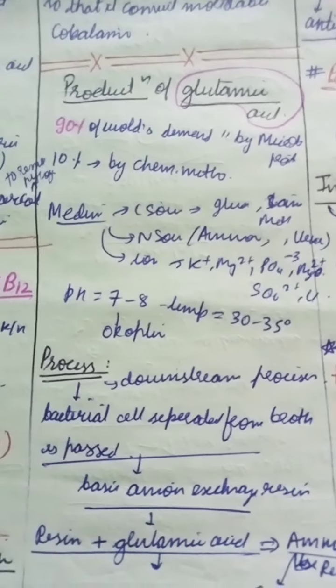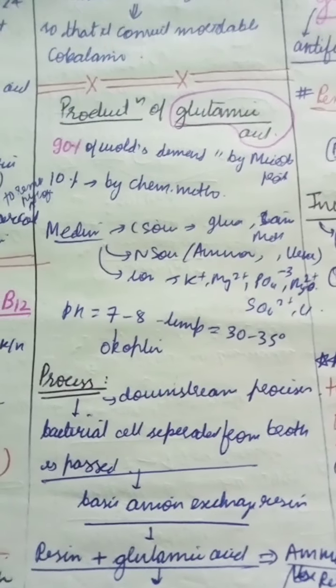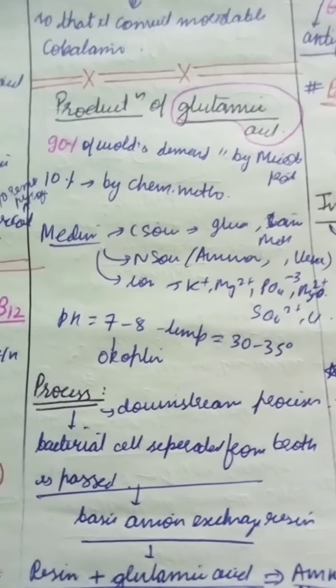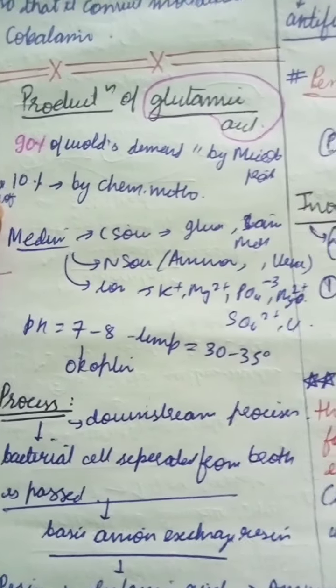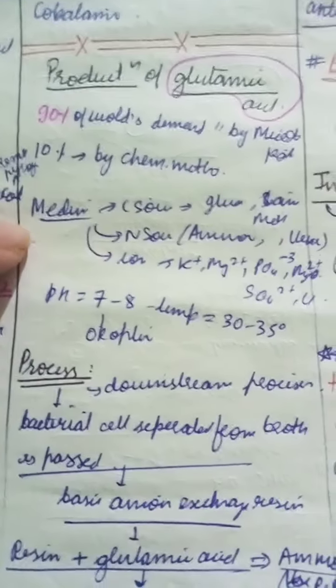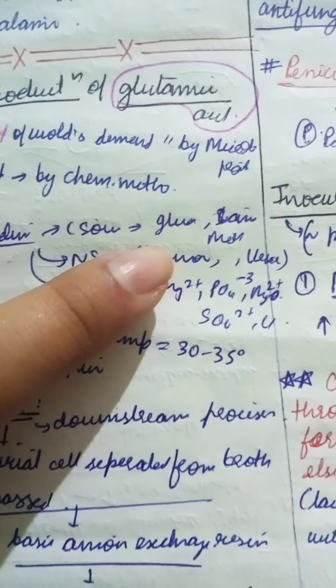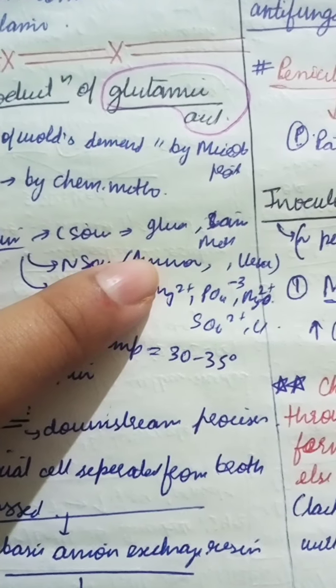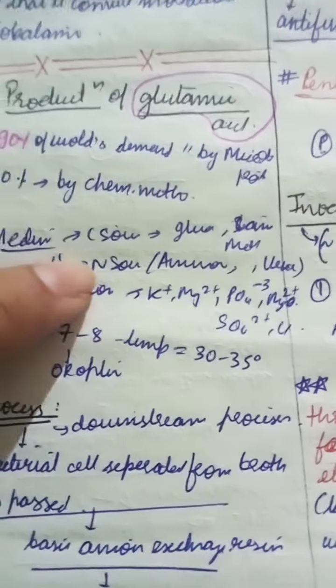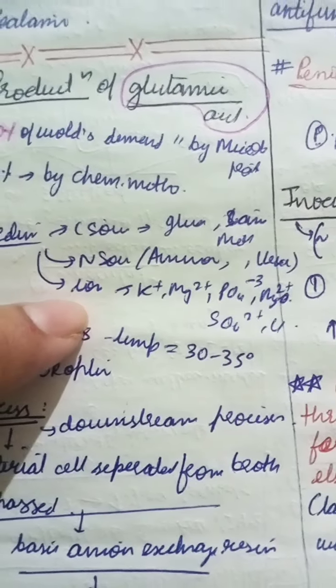Production of glutamic acid. Basically, 90% of the world demand for glutamic acid is met by microbial production and 10% by the chemical method. In this, the medium used has a carbon source. For the carbon source, we use glucose or any other sugar such as lactose. For the nitrogen source, we use ammonia or urea.